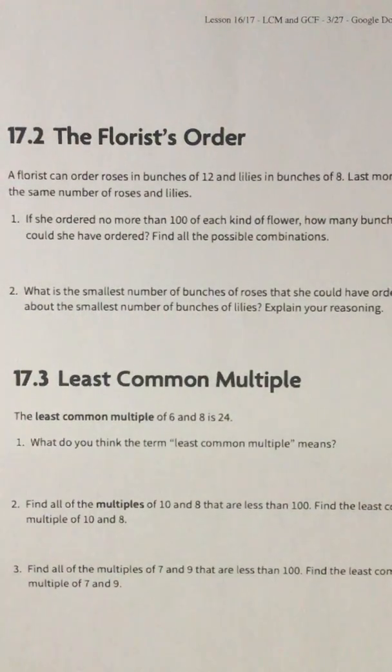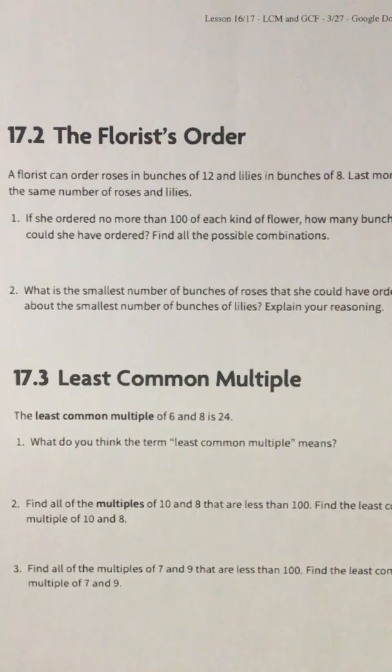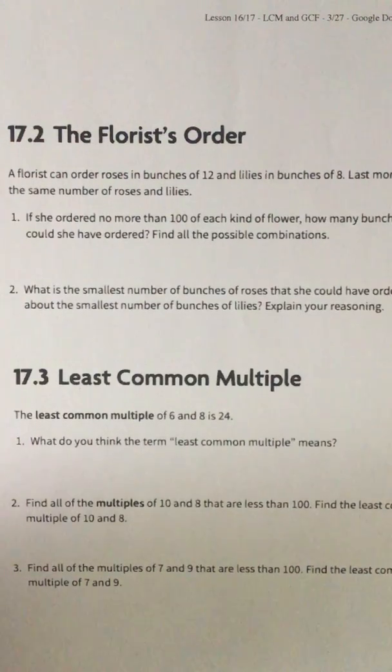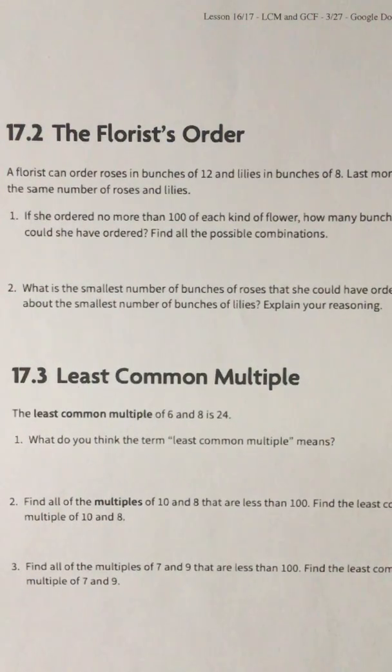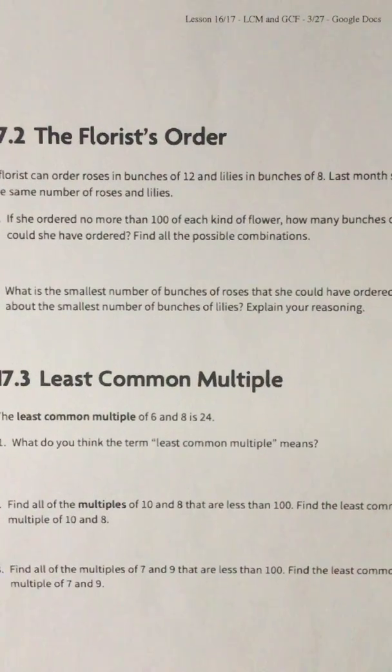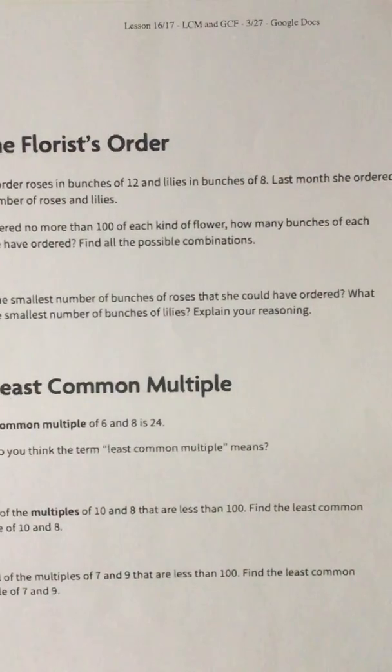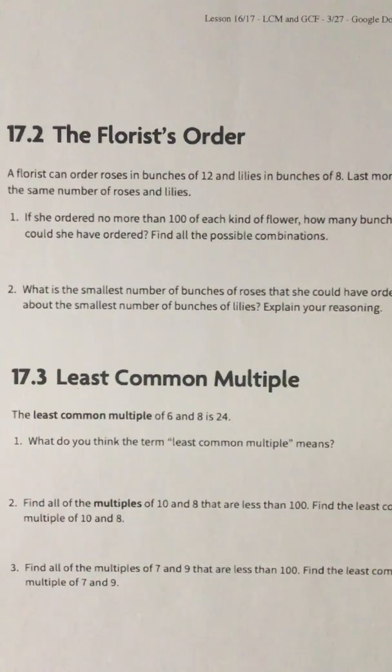All right, so this is the florist order. And I want you to be thinking about what multiples are and how they're a little bit different than factors. And remember that instead of doing a tall T, when we do multiples, we do a sideways T. Okay, so it says a florist can order roses in bunches of 12 and lilies in bunches of 8. Last month, she ordered the same number of roses and lilies.